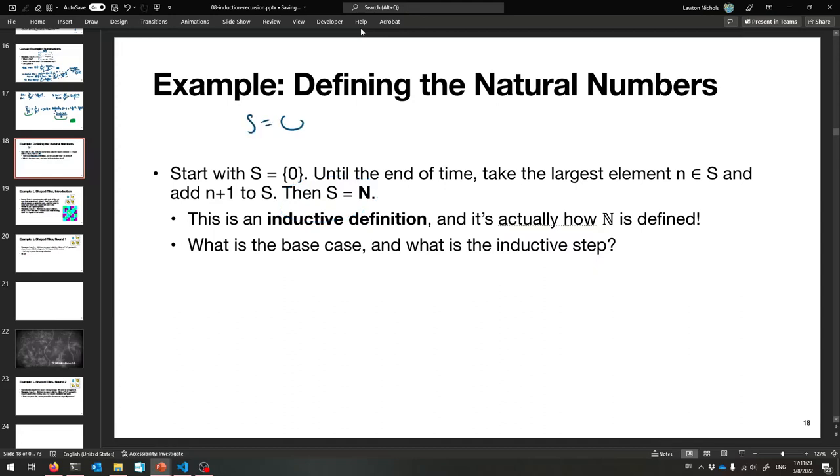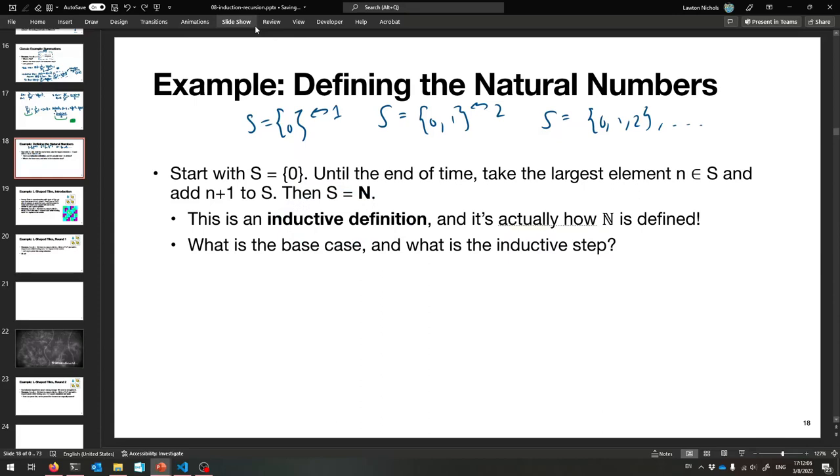So you start with S holding just 0, and then you continuously take the biggest number out, it's just 0 right now, and add in 1 plus that number. So S is now 0 and 1, then you find the biggest number, and add in it plus 1. S now has 2 in it, S equals 0, 1, 2. Do you see how this is going to build up? If you do this forever, it will build up the natural number set. Isn't that cool? So this is called an inductive definition, and it's how the natural numbers are defined.